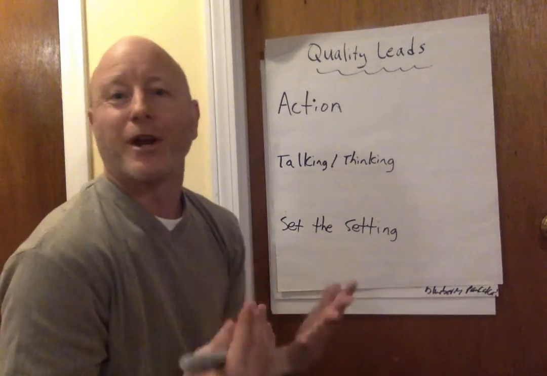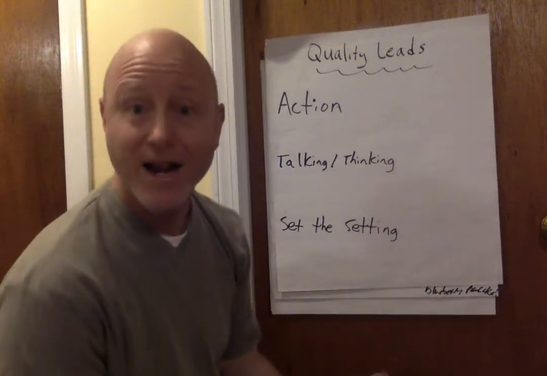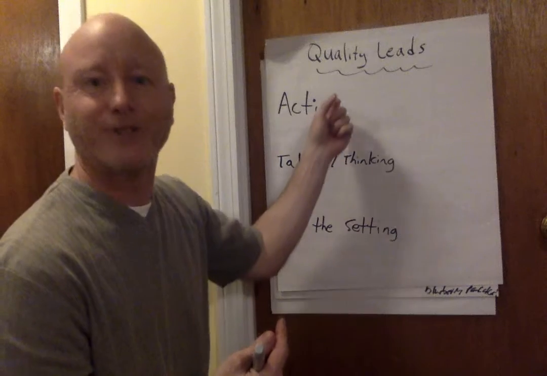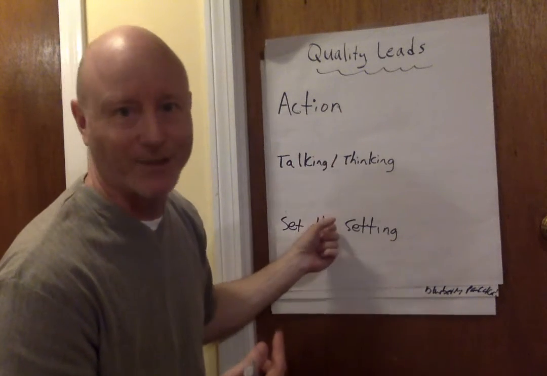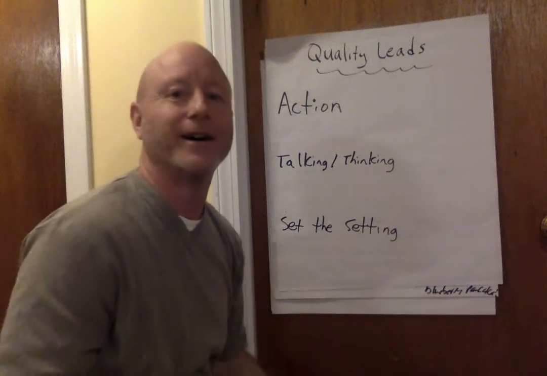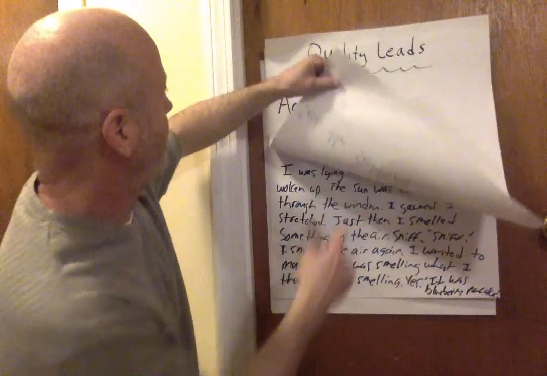So what we're going to do for today is I'm going to model taking a look back at the start of my narrative. We'll talk about what we think I did. Did I use an action? Did I use talking? Did I set the setting? And then we're going to try to make that lead better, make it have more quality. So let's look back.